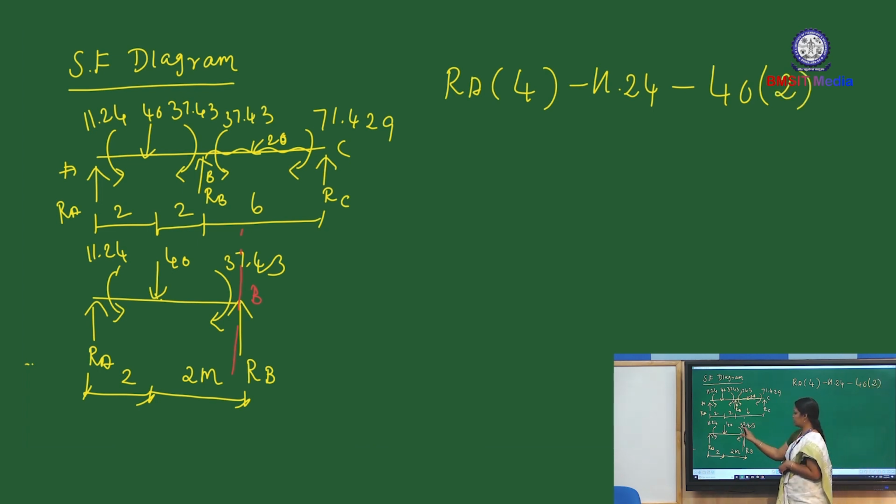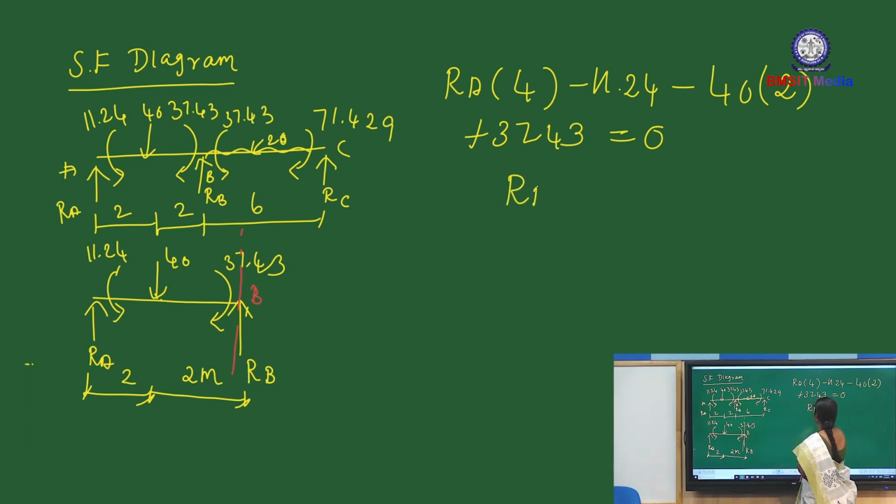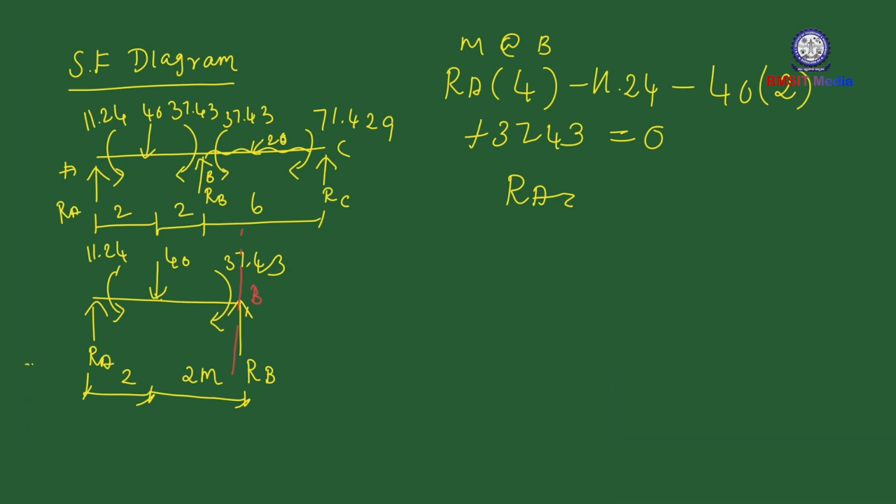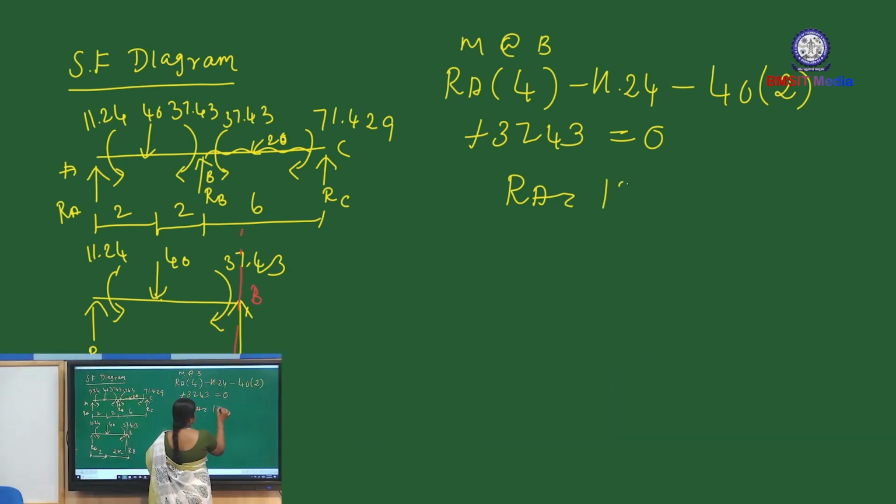Now coming to here, this is clockwise moment, plus 37.43. This will be equal to 0. If you consider RB, there is no perpendicular distance here, so 0 only. Now find out RA. Taking moment about B, RA value equal to 13.52. The unit is kilo Newton.